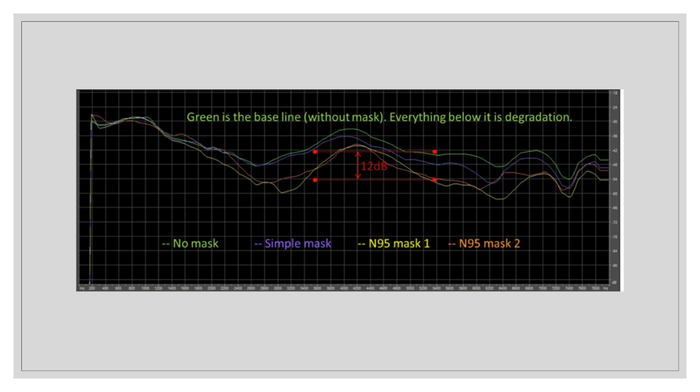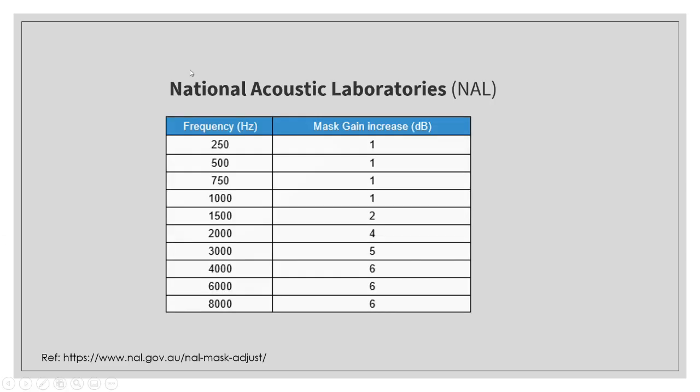From this we see that the low frequencies are not affected much. That is the reason we see that from 250 to 1000 Hz, there is only a 1 dB increment of the gain. And after 1 kilohertz till 8 kilohertz, it increases further till 6 dB. So now we know what changes need to be done. So we note down these values.